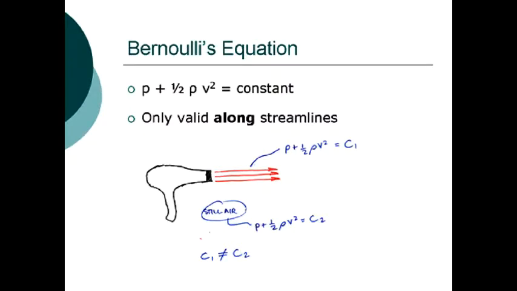Sometimes a number of streamlines come from a common reservoir, like in this hairdryer, and then you might suspect that all these streamlines have the same value of Bernoulli's constant, and you wouldn't be too far wrong. So sometimes you can get away with it. But strictly speaking, you can't, because you must only use Bernoulli's equation along a streamline.